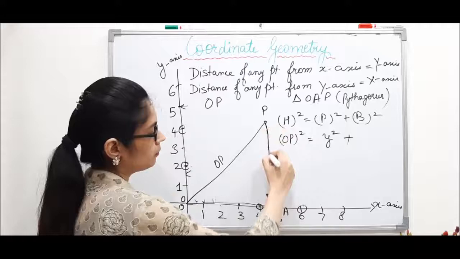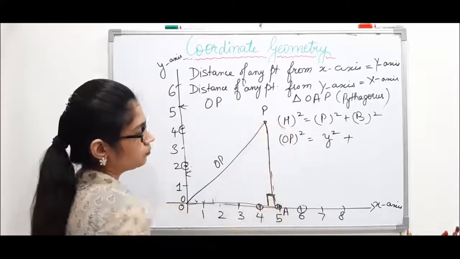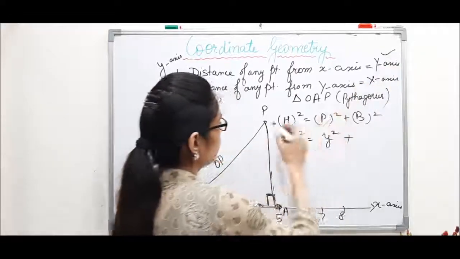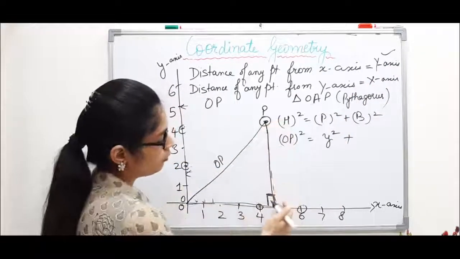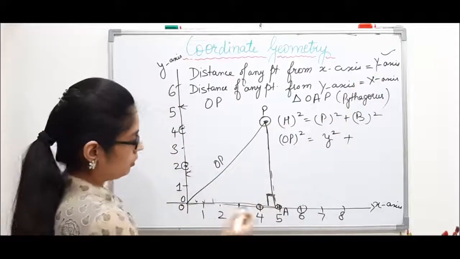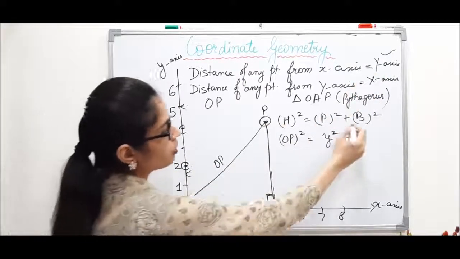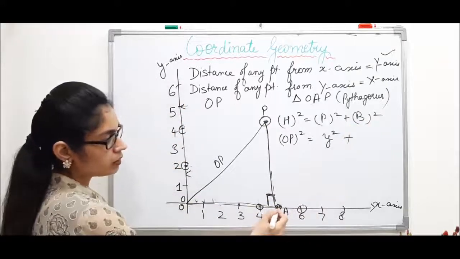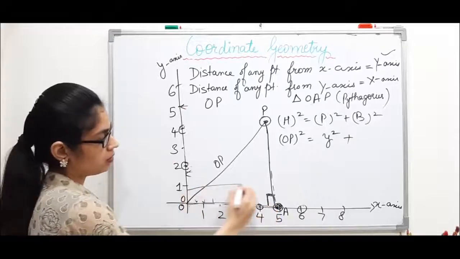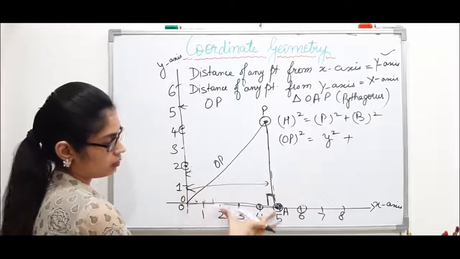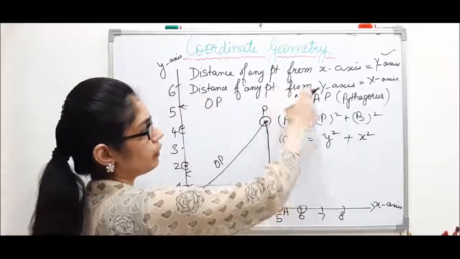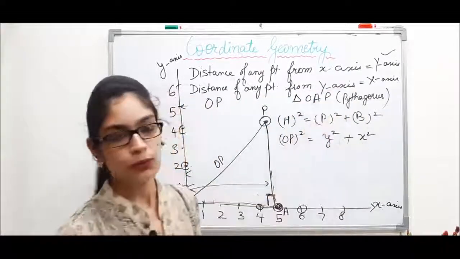So this is y, because this distance, if you see, the distance of this point from here will be equal to y. Now OA, which is your base, is the distance of this point from the y-axis. From this distance we have to see this one. So it will be equal to x square. From there also you can see the distance of any point from the y-axis will be equal to x.